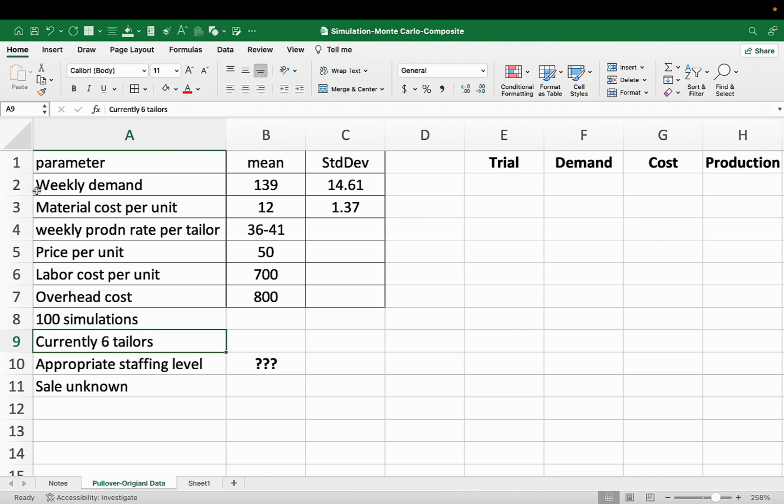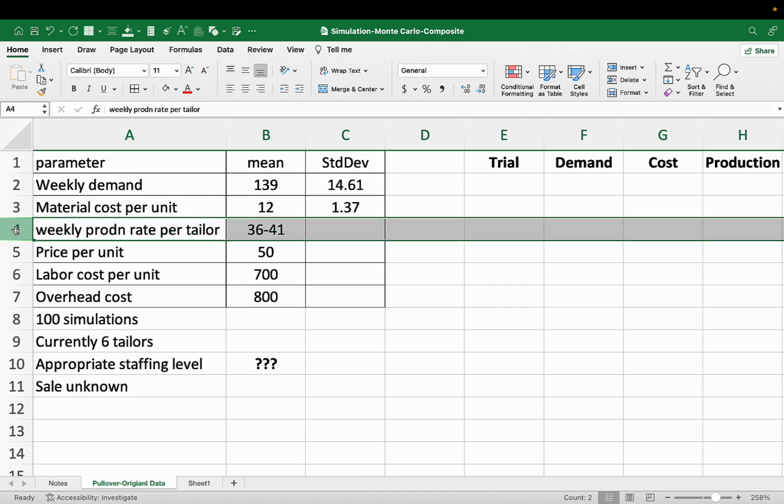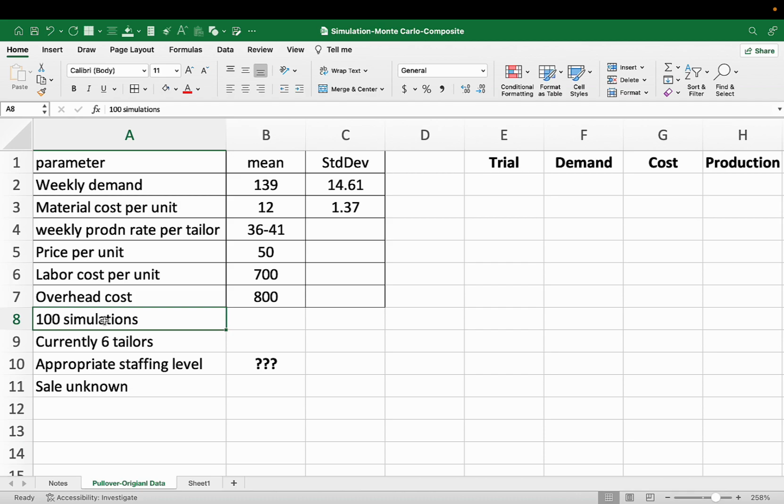And of course, it depends on a number of factors, and all of these factors are not constant. Weekly demand keeps changing, material cost keeps changing, weekly production rate keeps changing. So the best strategy in this case is to conduct simulations. Normally we conduct 500 or 700 simulations, but sometimes when you go for more simulations, the computer slows down. So in this case I'll be using only 100 simulations, but you should practice with 500 and 700 simulations as well. And it's not difficult, because Excel will be doing everything for you.